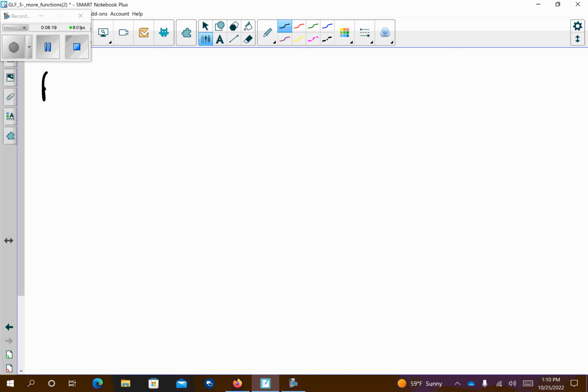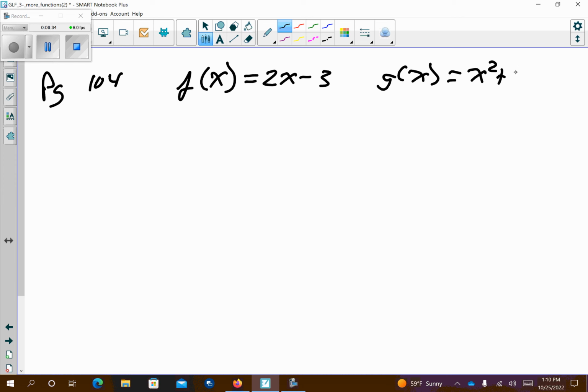Then on page 104, we wanted to finish up the rest of the problems. So we have two equations they gave us. We have f at x is equal to 2x minus 3. We have g at x is equal to x squared plus 1.